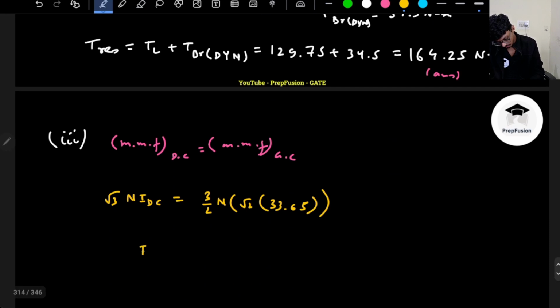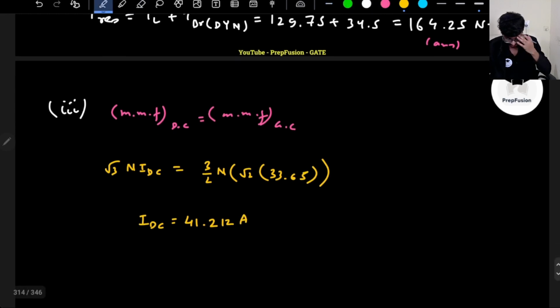So N will get cancelled. IDC will be equals to 3 by 2 under root into 33.65. So it comes out to be 41.212 amperes of current. Okay, that is what the IDC value comes out to be. This will be the answer basically.